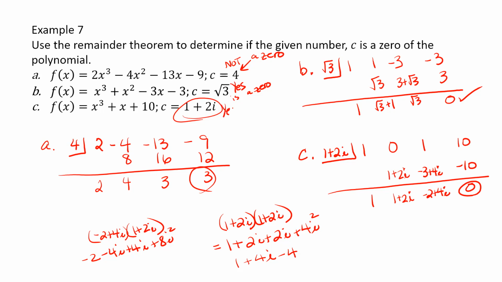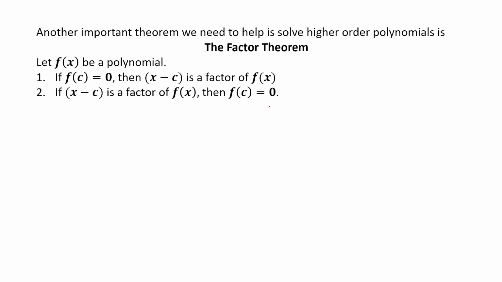So yes, 1 plus 2i is a 0 of that function. This will move us on to another theorem, which says: let f of x be a polynomial. If f of c equals 0, then x minus c is a factor of f of x. If x minus c is a factor of f of x, then f of c is going to be 0.